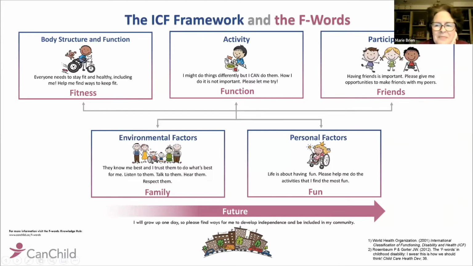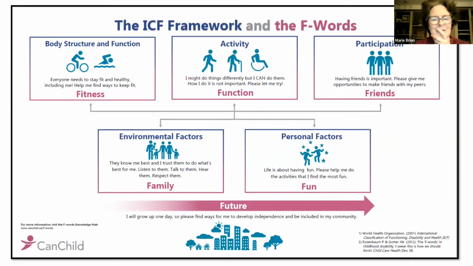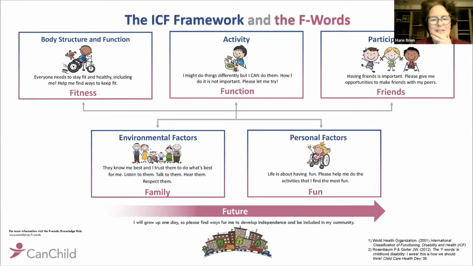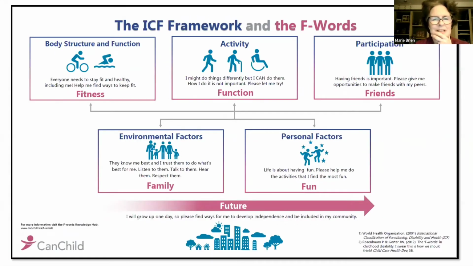So it's what really matters for childhood development. And if you compare, this one is for the child, this one is for the adult. And it's really for every human being. These are the important elements, as the ICF has described. And these words, fitness, function, friends, family, and fun, are also the important elements of human beings.